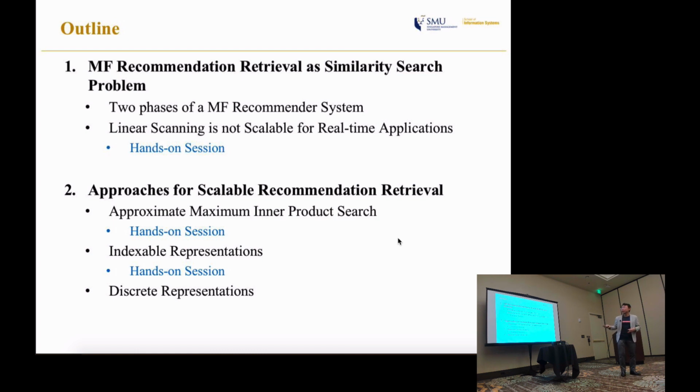And part two is going to talk about the main directions in the literature that are looking into solving this problem. How do we enable fast retrieval for personalized recommendation, while at the same time not reducing the accuracy by a lot? There are going to be three parts to part two as well. These are three main strategies for recommendation retrieval. One is what we call approximate maximum inner product search. Now these terms may not all make sense now. We're going to get to them later. And the other two are what we call indexable representations and discrete representations.